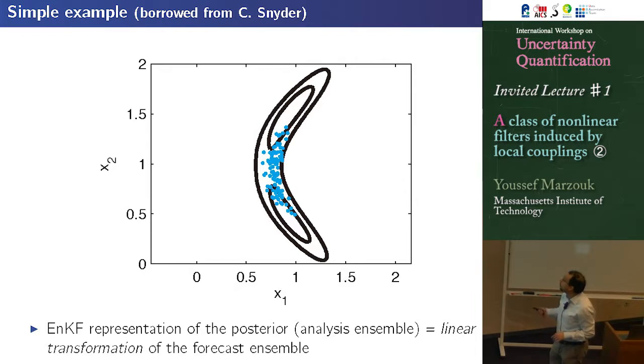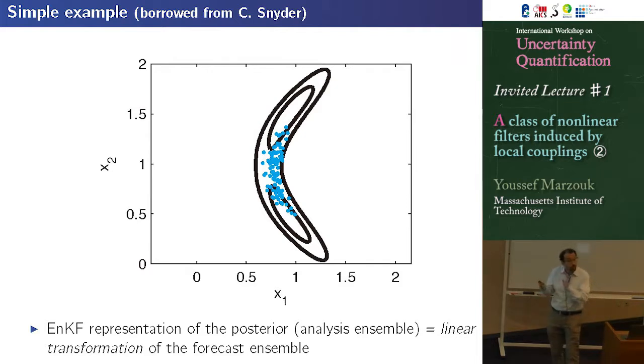So again, the true posterior is in black, the black contours. The analysis ensemble that comes from the EnKF has moved the particles into a region of interest, but it does not exactly represent the target. Okay? So that's the failing of the EnKF. But it has moved the particles into the region of interest. So now we can maybe summarize that.